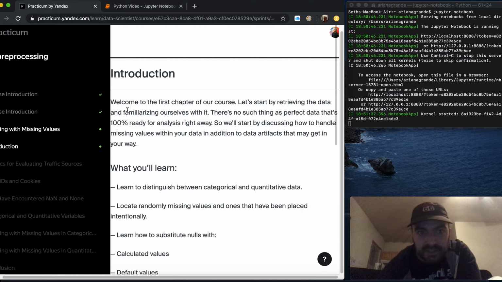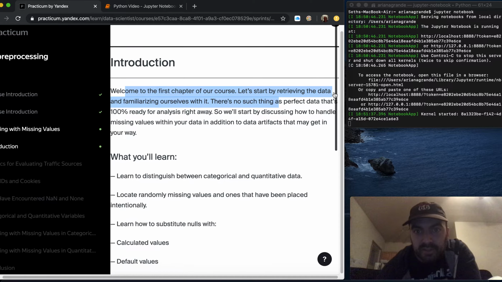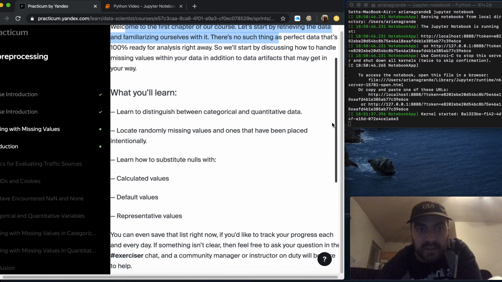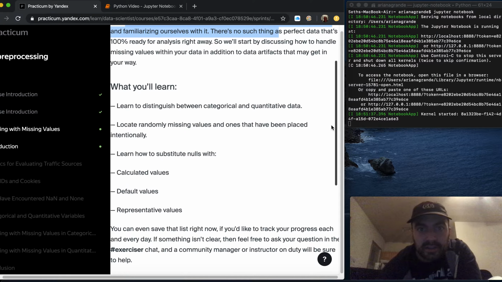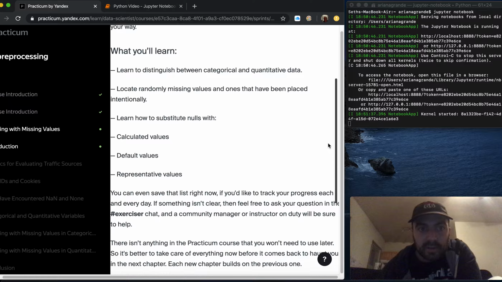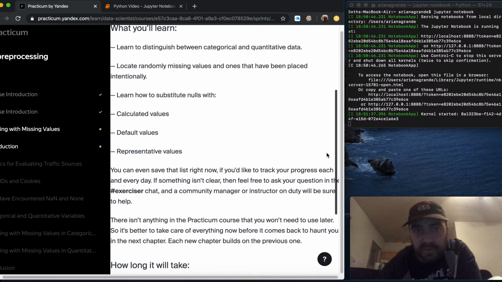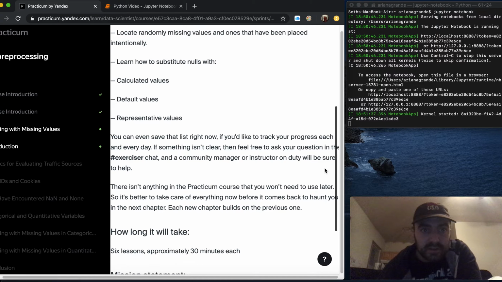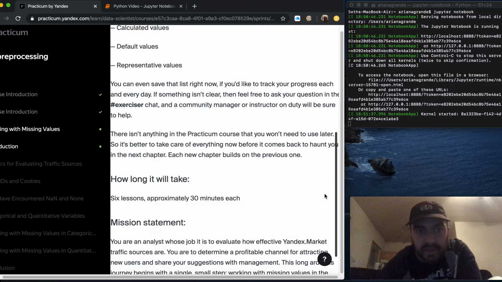Okay, so the introduction: welcome to the first chapter of the course. Let's start by retrieving the data and familiarizing ourselves with it. There's no such thing as perfect data that's 100% ready for analysis right away. So we'll start by discussing how to handle the missing values in the data, in addition to the data artifacts that may get in your way. Learn to distinguish between categorical and quantitative data, locate randomly missing values and ones that have been placed intentionally, and learn how to substitute nulls with calculated values, default values, and representative values.